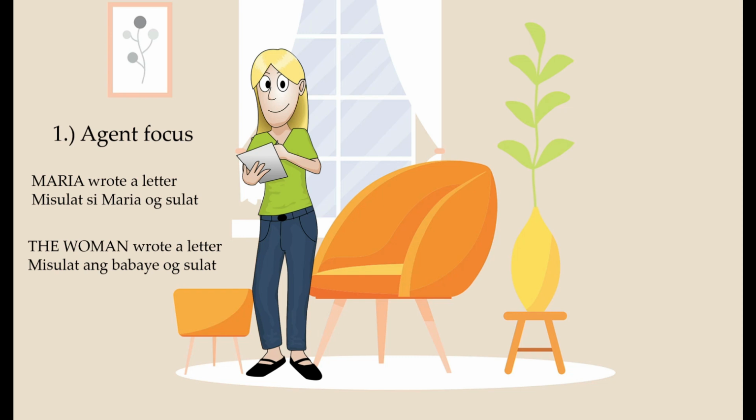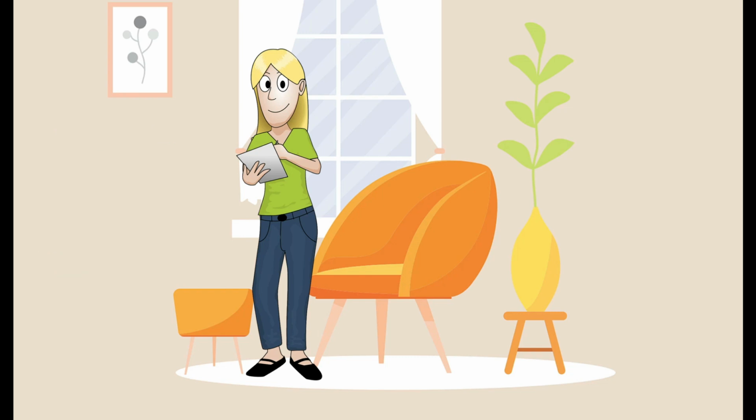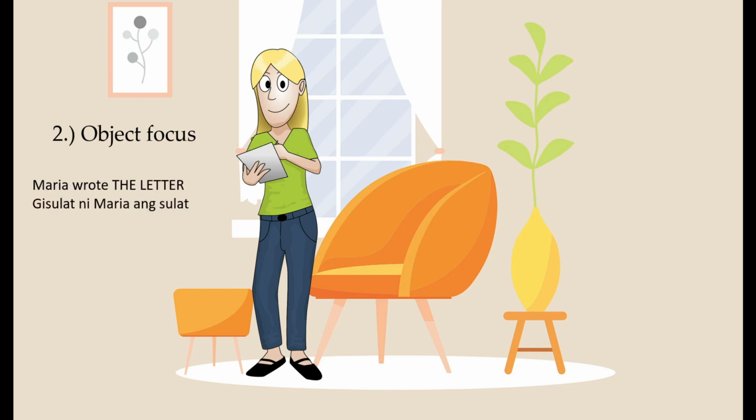Let's look at some more examples. Now, if we want to focus on the object instead, what is she writing? So she's writing a letter, right? So we want to focus on the letter. So we change the verb, just like in Tagalog, just like in other languages in the Philippines and in Taiwan. So you have to say, Maria wrote the letter would be gisulat.